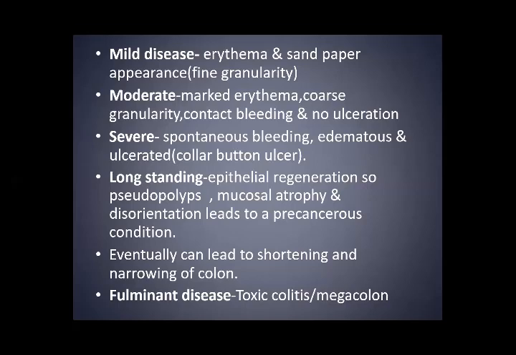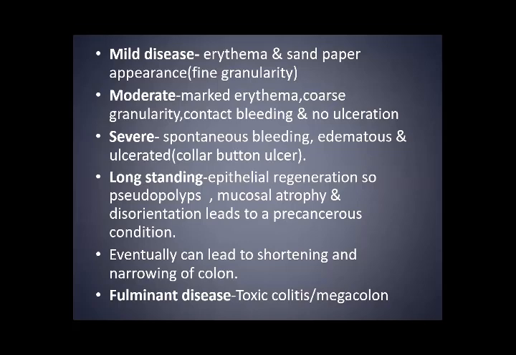On appearance, you can see fine granularity in mild disease of ulcerative colitis. While in moderate disease, there is erythema, coarse granularity, and there may be contact bleeding if you put a sigmoidoscope or colonoscope, but there is no ulceration as such in moderate disease. In severe disease, when you pass an endoscope, you will see blood oozing through the congested erythematous mucosa, and there are some ulcerations, meaning you can see ulcers in the large gut.